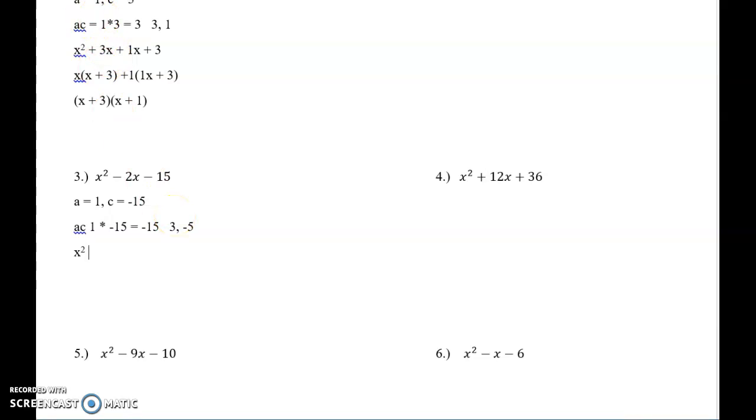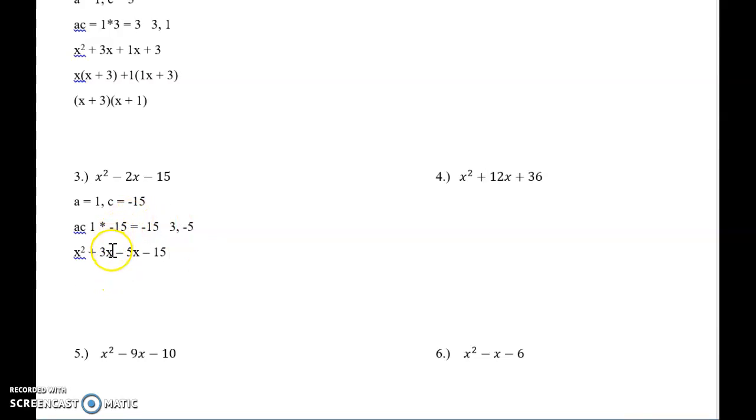And then I'm going to do plus 3x minus 5x, substituting in for that negative 2. The b term in the middle is what substitutes in. And then negative 15 on the end. Okay, so I'm going to cut this in half.